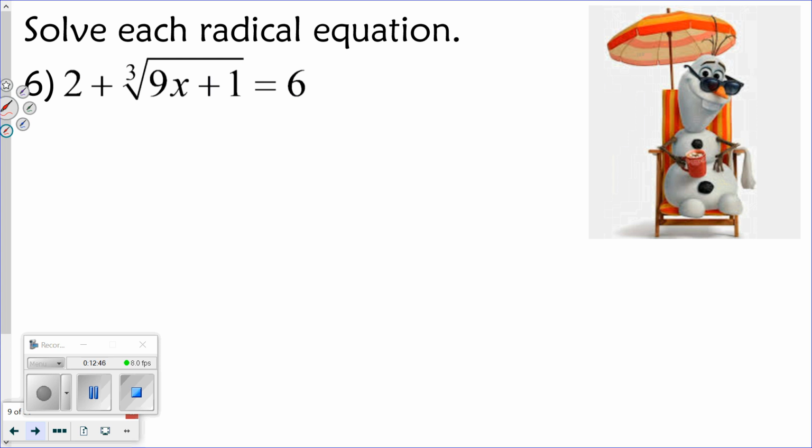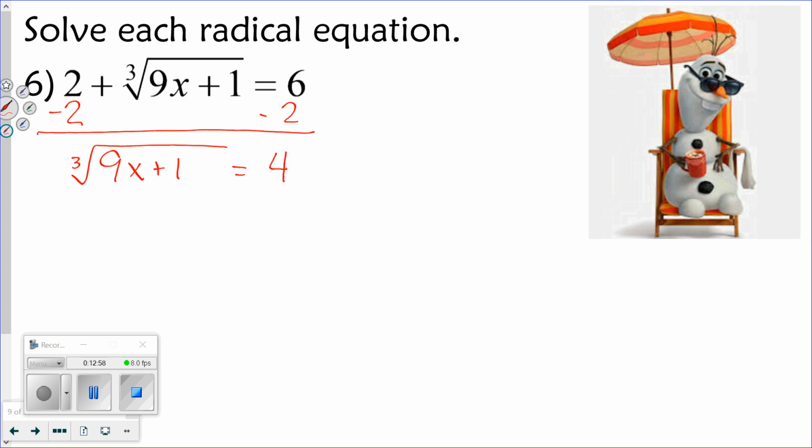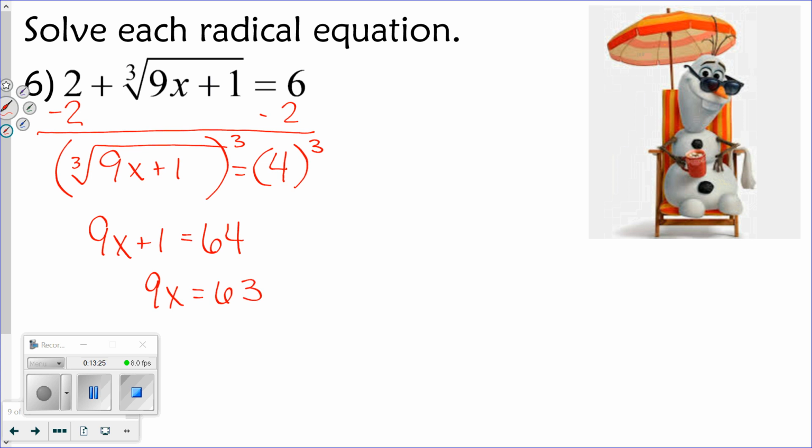All right, so number 6. What do I do first? Good, minus that 2. So the cubed root of 9x plus 1 equals 4. Once your radical is by itself, what am I going to do? Good. Cube both of these. The cube and the cubed root will cancel, and I just have 9x plus 1. What's 4 cubed? 64. All right, and then solve for x. So 9x equals 63. So x equals 7.